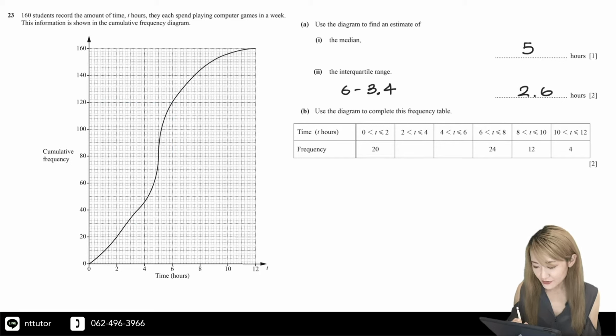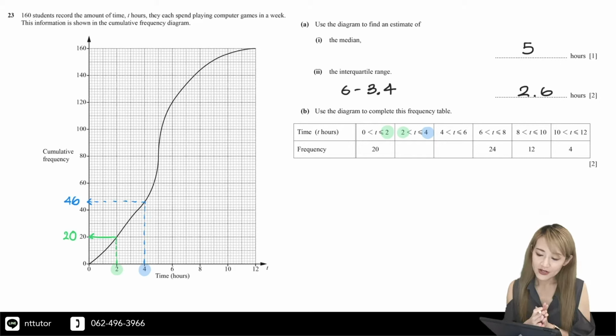B. Use the diagram to complete this frequency table. So if you look at each section, the first column represents the students who spend 0 to 2 hours to play computer games. The second column corresponds to students who use 2 to 4 hours to play computer games. So if we look at 4 hours on the cumulative diagram, 4 hours corresponds to 46. And if we look at 2 hours on the cumulative frequency, 2 hours corresponds to 20.